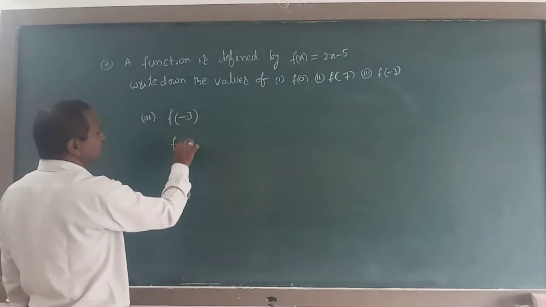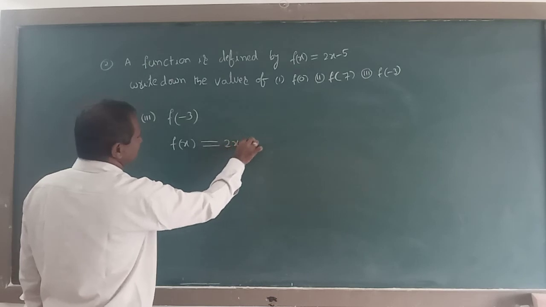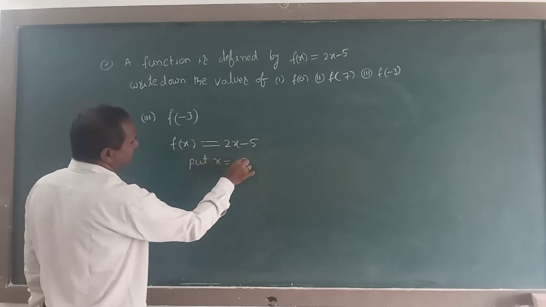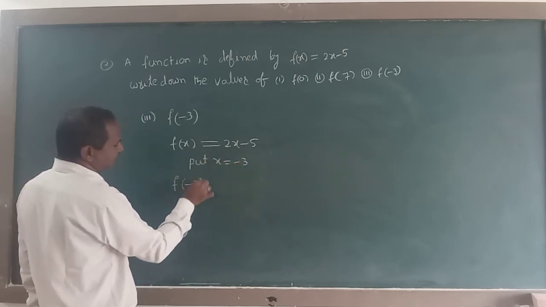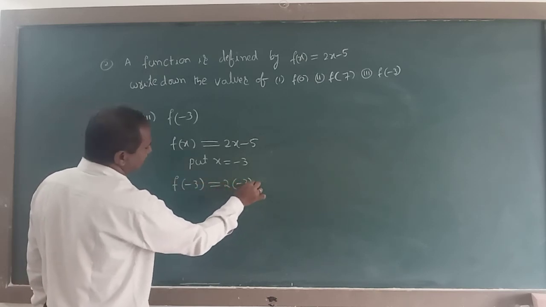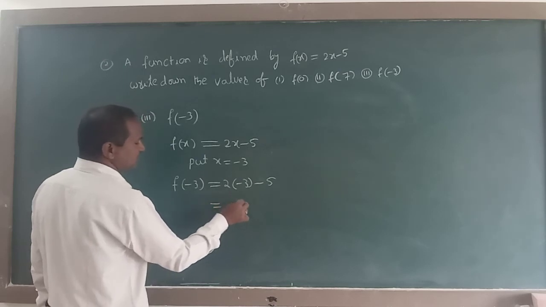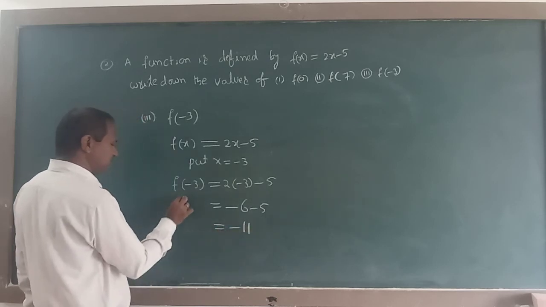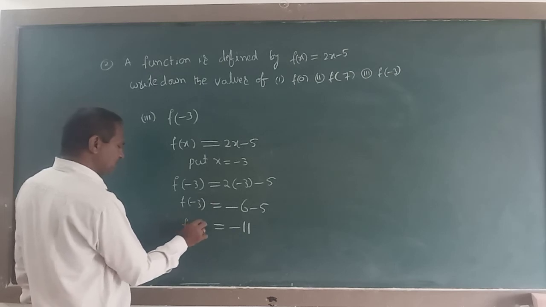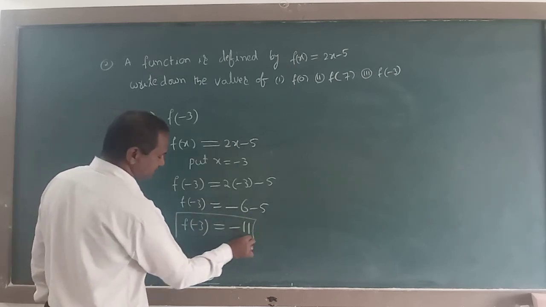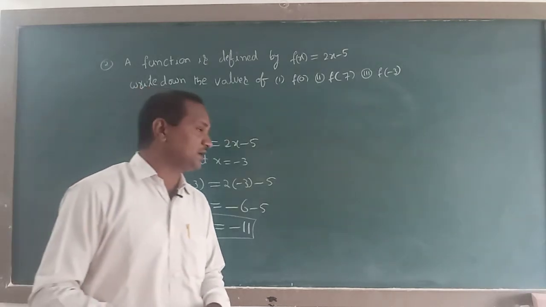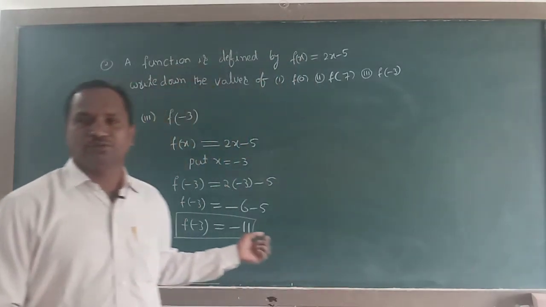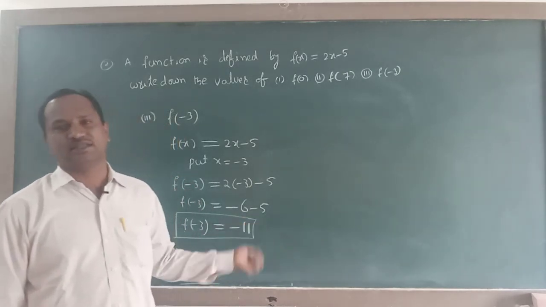F of x equal to 2x minus 5. In this case, put x equal to minus 3. F of minus 3 is equal to 2 into minus 3 minus 5, that is minus 6 minus 5, which is equal to minus 11. That is, f of minus 3 is equal to minus 11. It shows that the value of the function at x equal to minus 3 is minus 11.